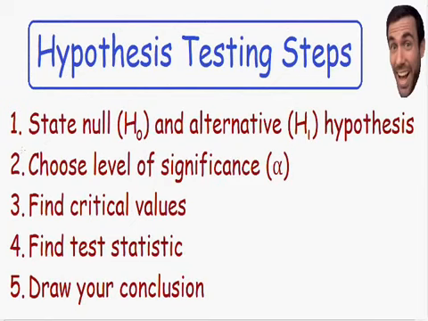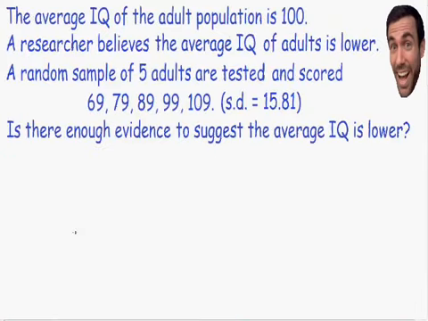Step number 1 says to state the null, which is written with H sub 0 or H naught, and the alternative hypothesis. The alternative hypothesis is written with H sub 1 or H sub a. It doesn't matter which one you use. So we have to state our null and alternative hypothesis. Let's go back to our example, and let's start with our null hypothesis, H naught.